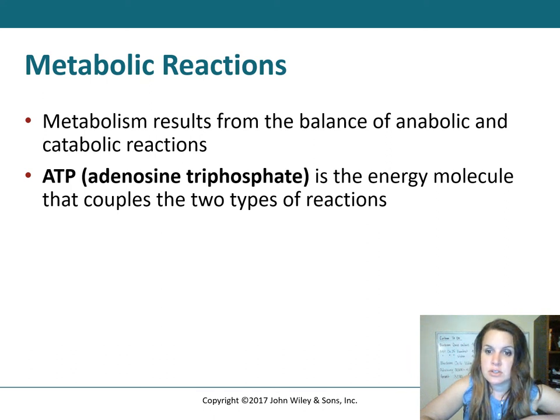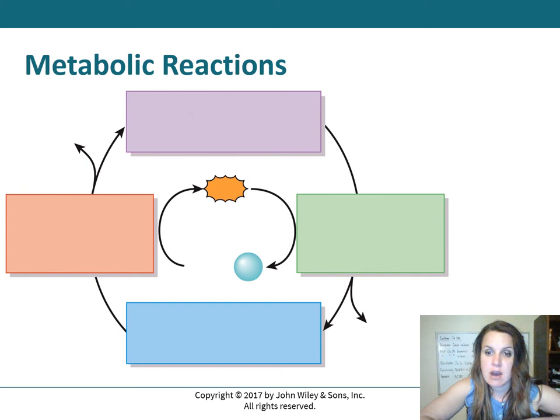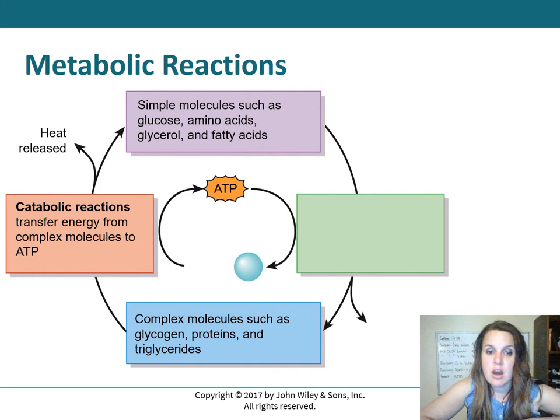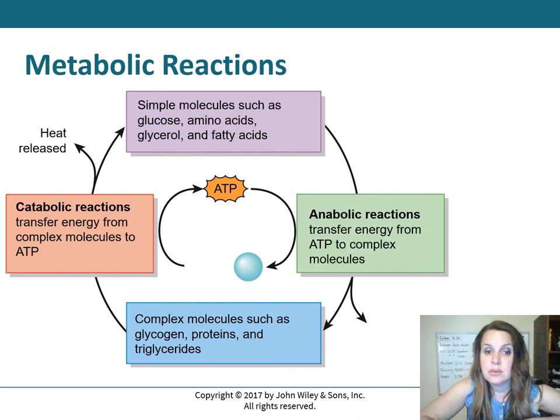And there's this energy molecule that I want you to remember, ATP or adenosine triphosphate. What you see in this figure is that there's a balance between the two reactions and how ATP helps to coordinate this. What you see first is that complex molecules are going to be broken down via catabolic reactions. And what that does is it transfers energy from those complex molecules to ATP and also releases heat in the process. And those complex molecules are now broken down into simple molecules such as glucose, amino acids, glycerol, and fatty acids. And those can be built back up into complex molecules. And in that process, they require energy. And they get that energy from ATP and by breaking down ATP into ADP and what's called an inorganic phosphate. So you see, this is a whole cycle. Complex molecules broken down via catabolism, simple molecules built up via anabolism.